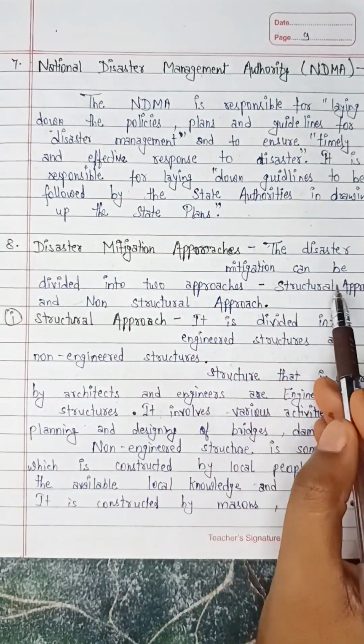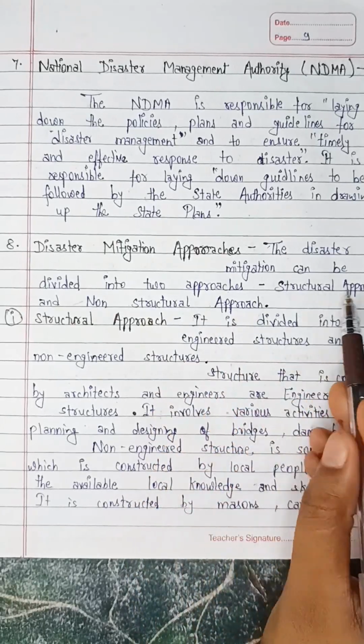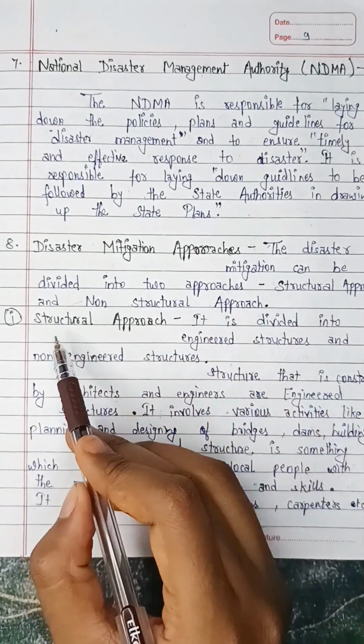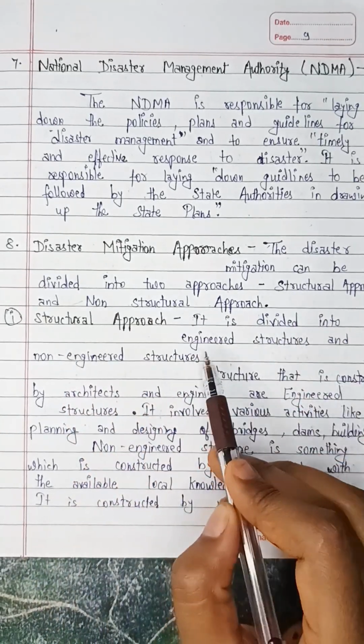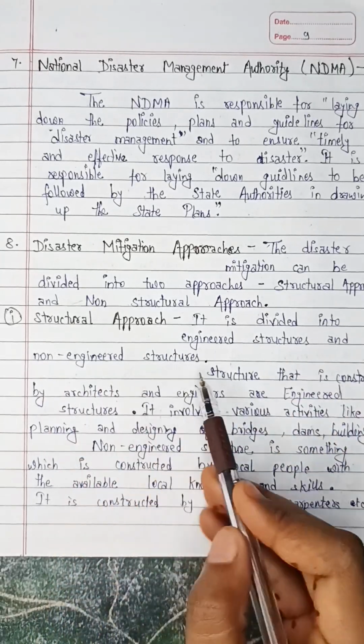Next topic is disaster mitigation approaches. The disaster mitigation can be divided into two approaches, structural approach and non-structural approach. Structural approach is divided into engineered structures and non-engineered structures.